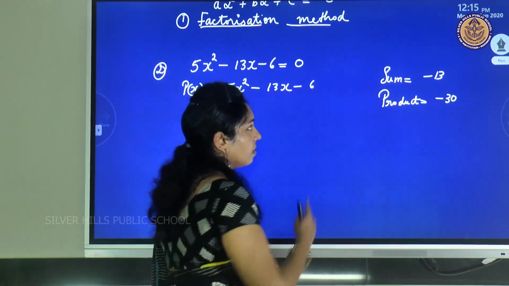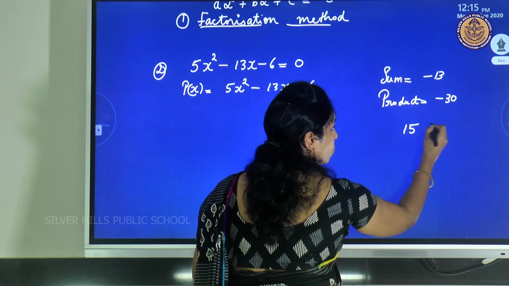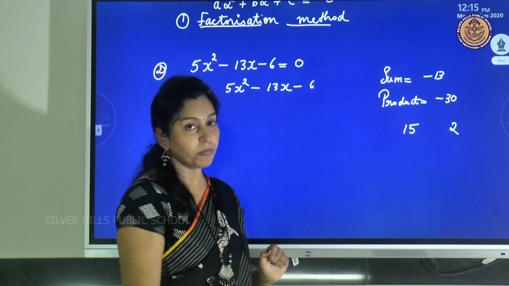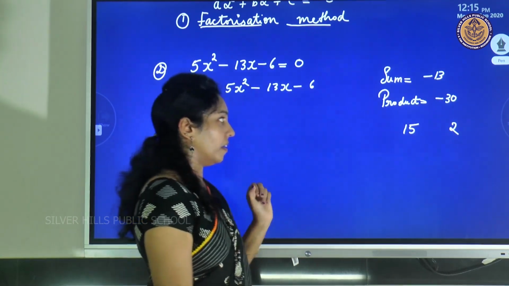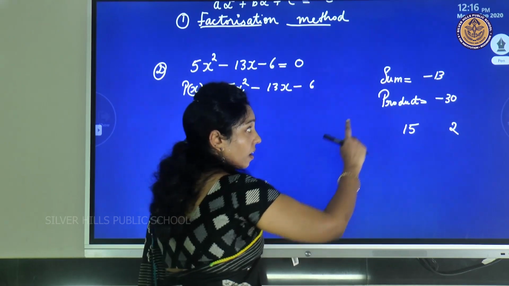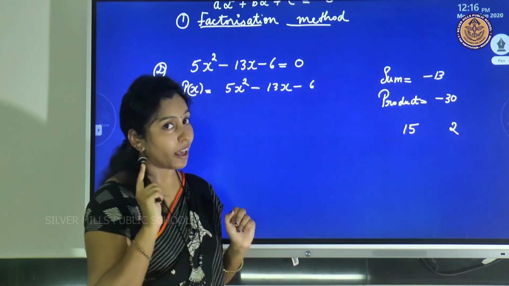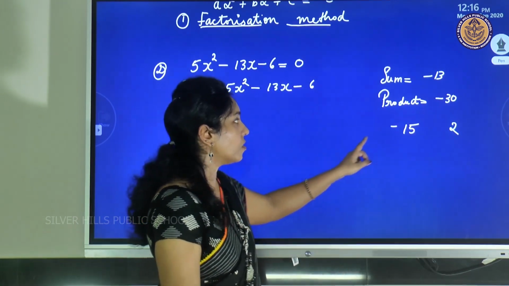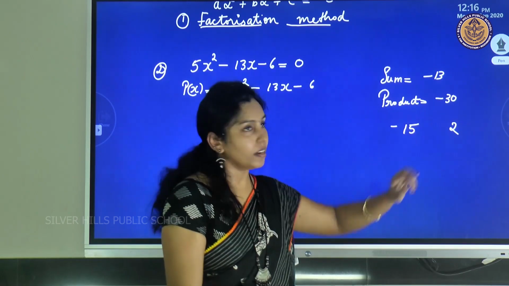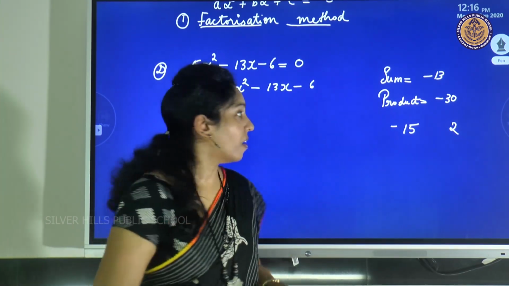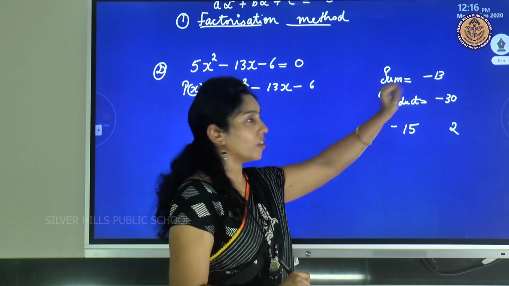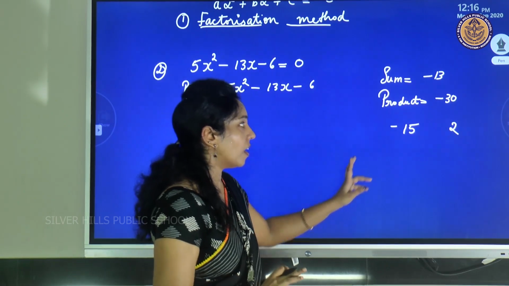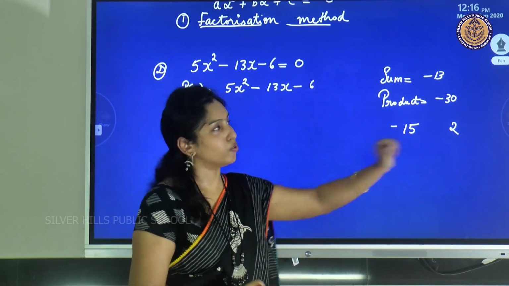Then what is the next option? I can select two numbers 15 and 2. And we know 15 into 2 is 30. But then there is a minus sign here, and the sum is also minus 13. So how can we give a sign? If I give minus to 15, minus 15 into 2 gives you minus 30, and minus 15 plus 2 gives you minus 13. That means our selection is right. So what are the numbers? The numbers are minus 15 and 2.